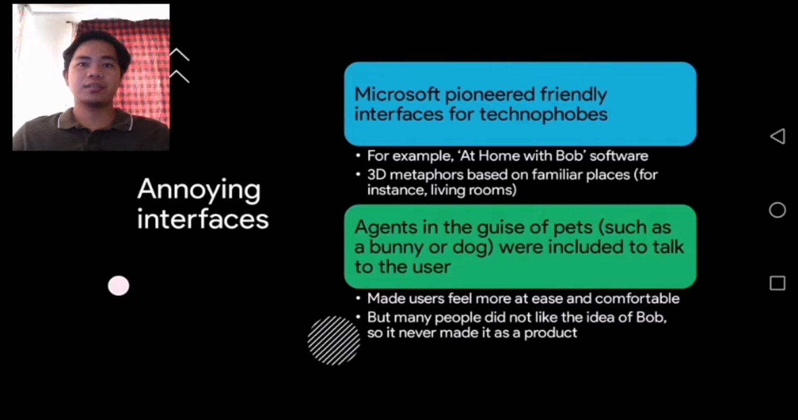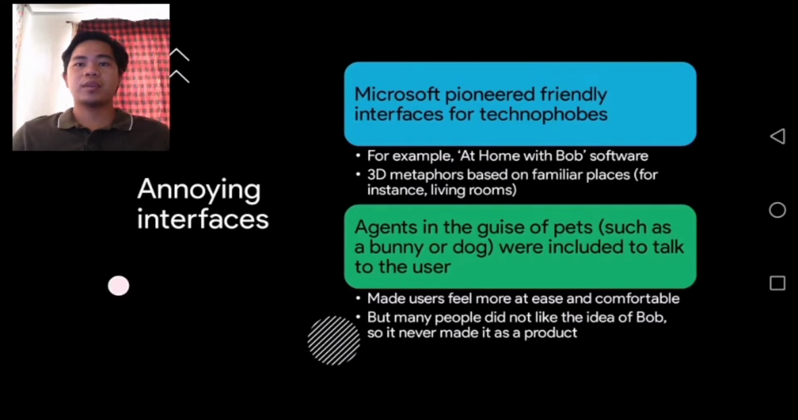Annoying interfaces. Microsoft pioneered friendly interfaces for technophobes, for example, the At Home with Bob software. Microsoft Bob was an alternative to the typical desktop interface. Instead of columns of icons and a start menu, your desktop was a virtual room. Everyone who used the computer could set up their own room, which was part of a larger virtual house. 3D metaphors based on familiar places, for instance, a living room.